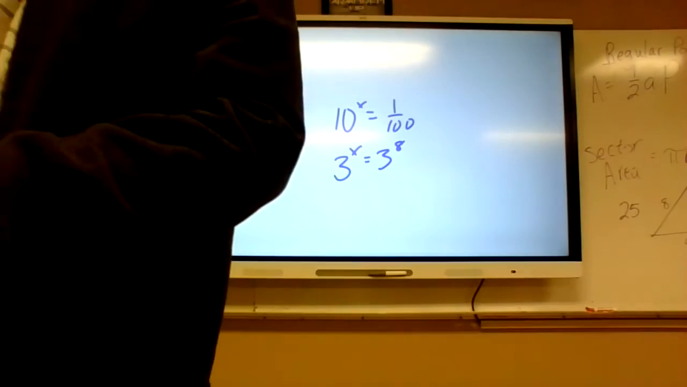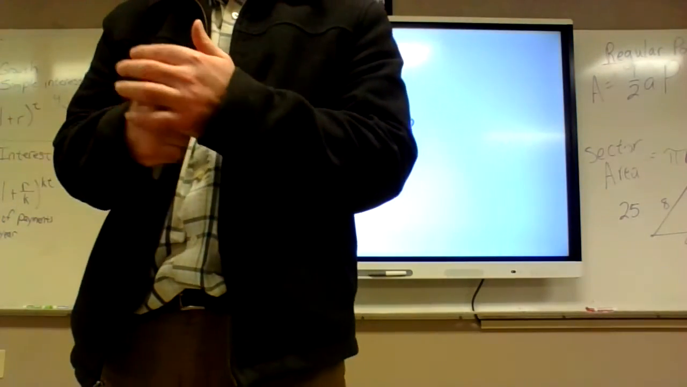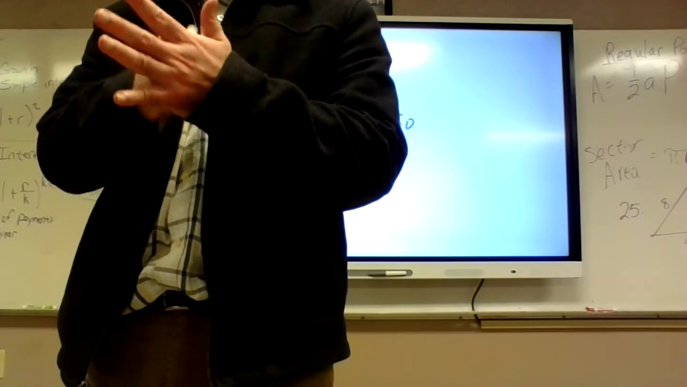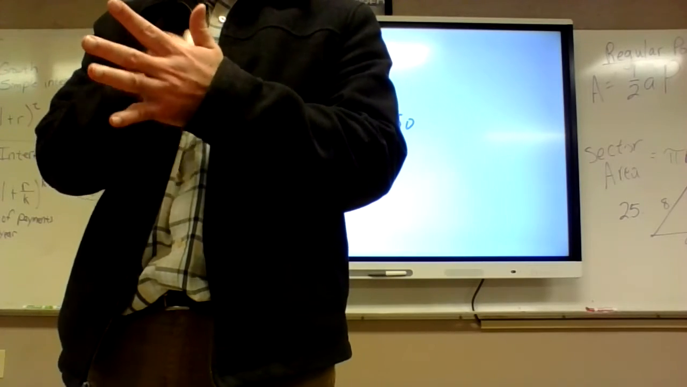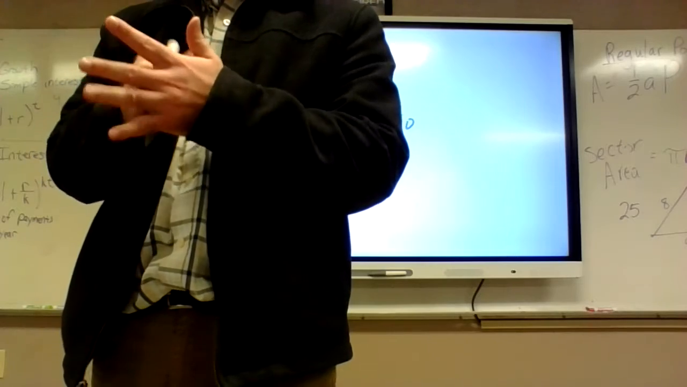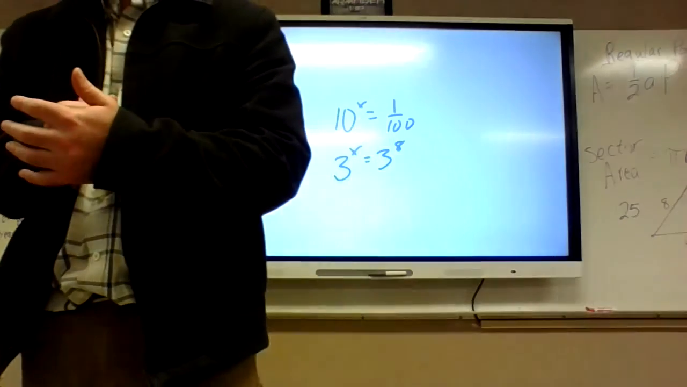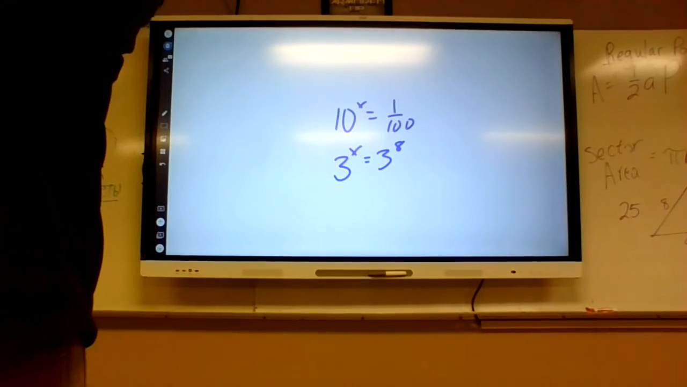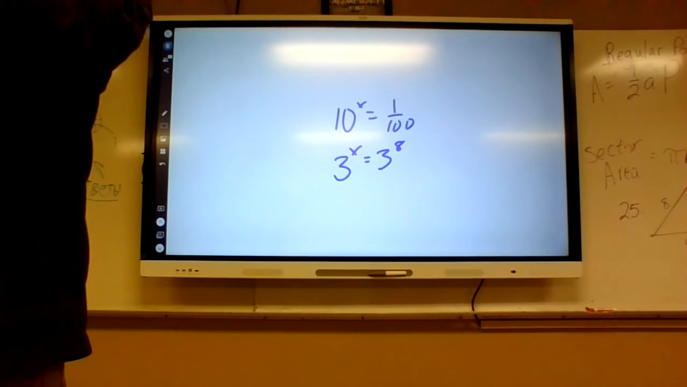4 to the what? 64. 4 times 4 is 16. 16 times 4 is 64, so it's 3. So if 4 to the third is 64, 4 to the what is 1 over 64? Negative 3.